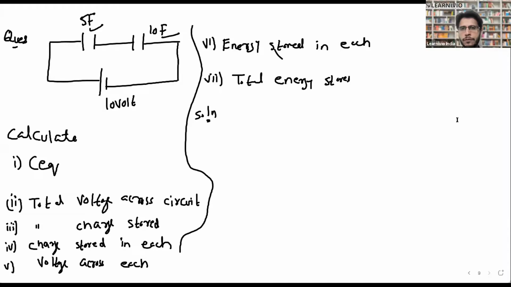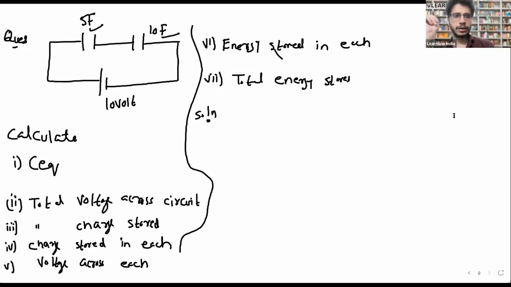Yes, Fatma, first part is correct. So charge will be C equivalent into V, right? C equivalent will be total charge, right? Yes. So 10 by 3 will be C equivalent and 10 is the potential difference. C equivalent is 10 by 3, yes, and then multiplied by 10. So that will be 100 by 3. Yes, sir. And what you have written, 100 by 3.